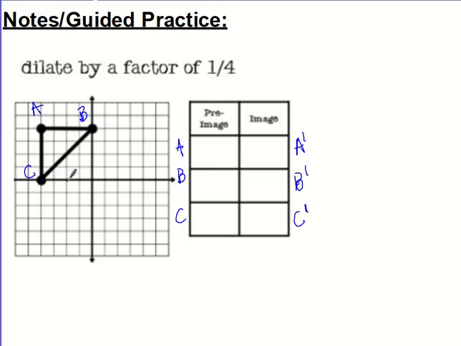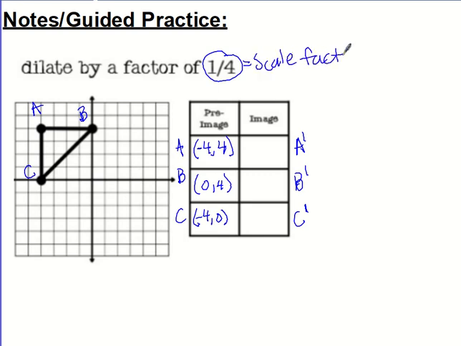So we need to go find A, B, C. A is at negative 4, because I went to the left, and then 4. B is at 0, 4. And C is at negative 4, comma, 0. So a scale factor, right, is this. This is our scale factor. It's what's going to cause it to either reduce or enlarge.